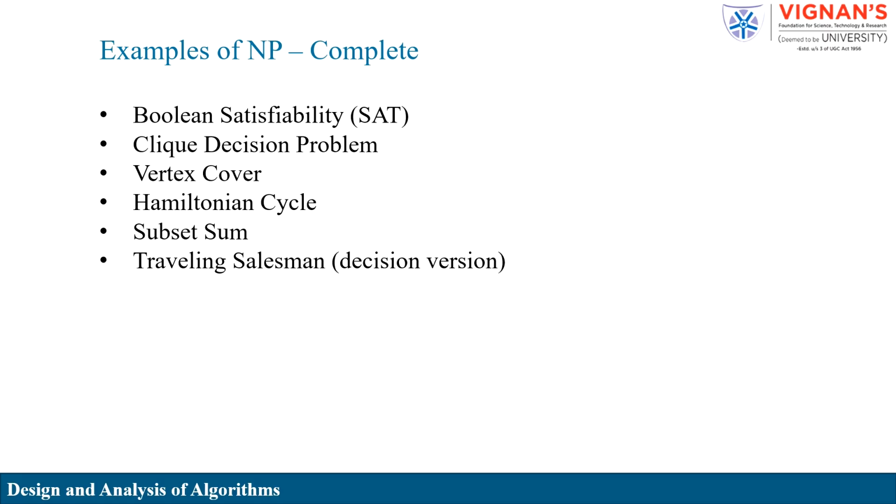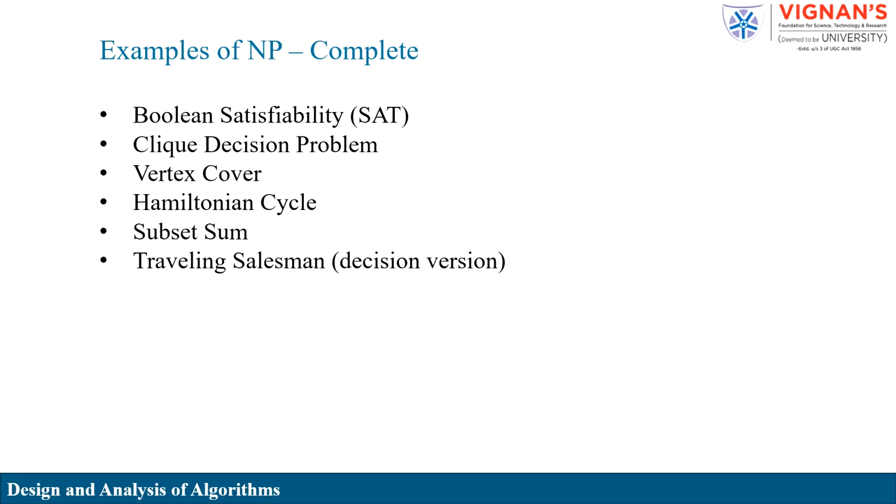Finally, the Traveling Salesman problem, in its decision version, asks whether there exists a tour that visits every city exactly once and has a total cost less than or equal to a given value. All of these problems are NP-complete, meaning their solutions can be verified quickly, but finding the solution efficiently is considered computationally difficult.